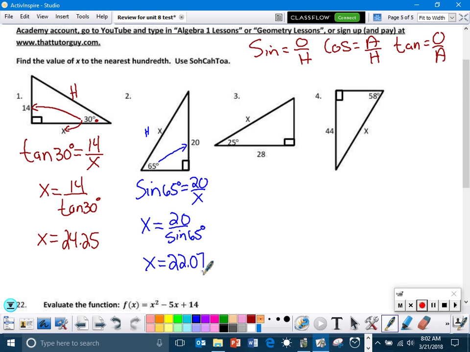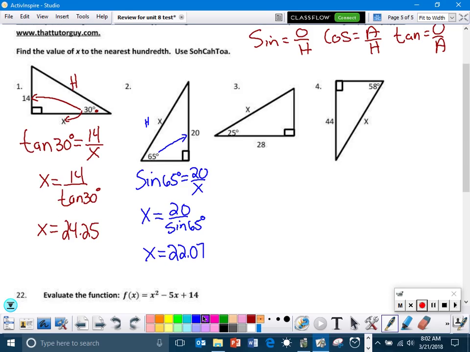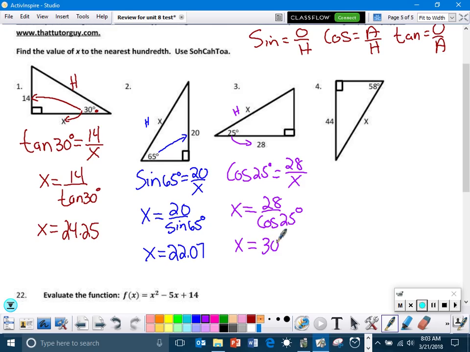All right. Now the next two, I'm not going to show the calculator. I'm just going to go right to the answer. But first we got to set it up. So the next one, this is the hypotenuse. This is adjacent to this angle. So that would be cosine. So cosine of 25 degrees equals 28 over x. x equals 28 divided by cosine 25 degrees. Type that into your calculator and you are going to get 30.89.